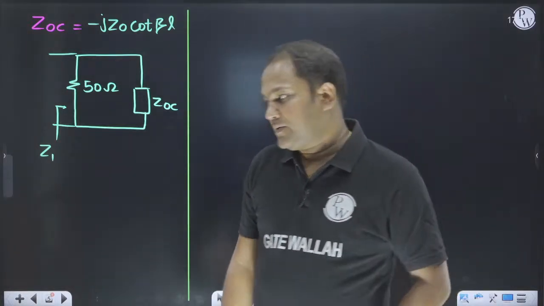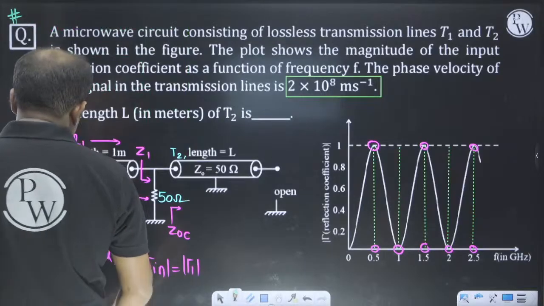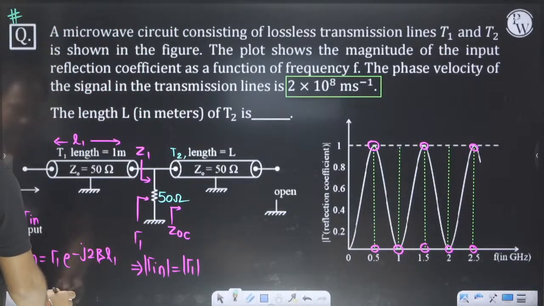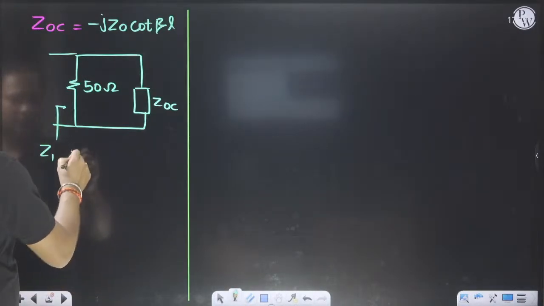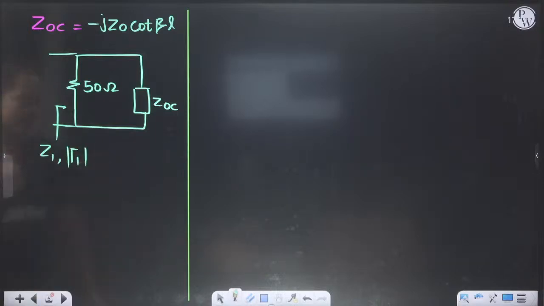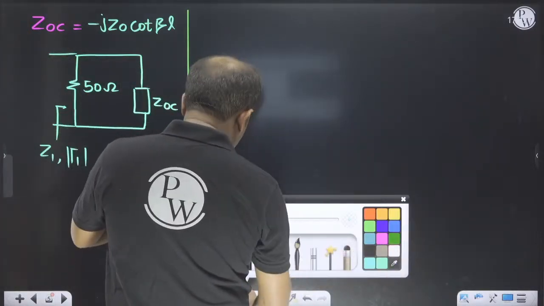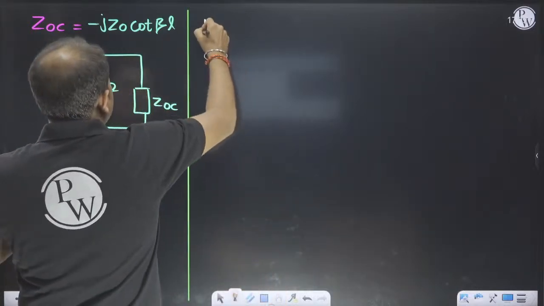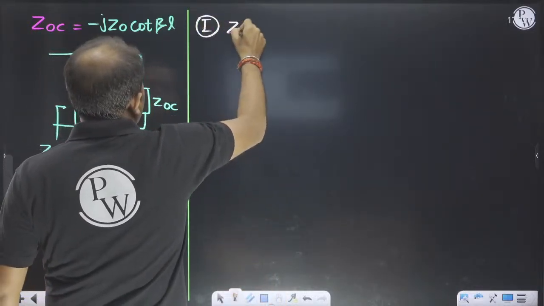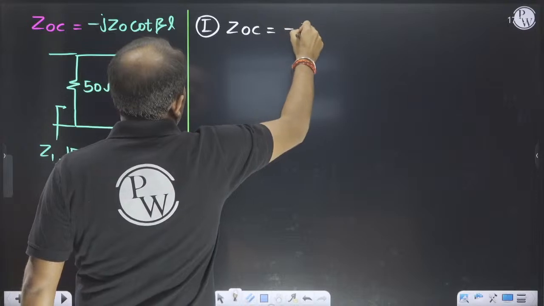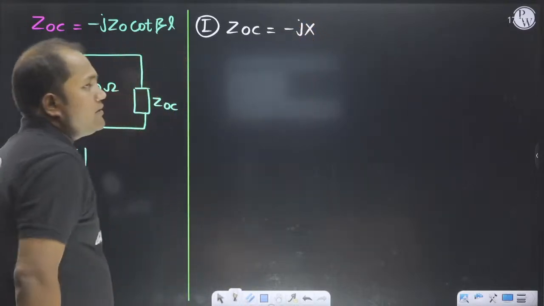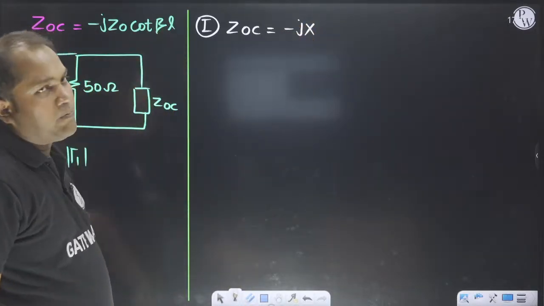Then after I will teach you how to find the frequency. The reflection coefficient here is gamma 1. So magnitude of reflection coefficient here is gamma 1. Okay. So first of all I will consider the ZOC is capacitive. First case is consider that ZOC is capacitive. That means minus Jx. So ZOC is capacitive minus Jx.